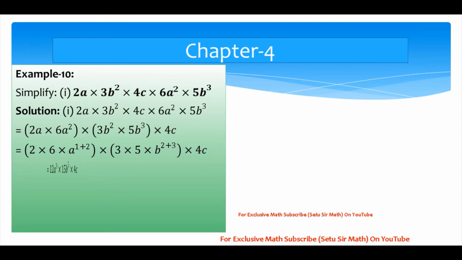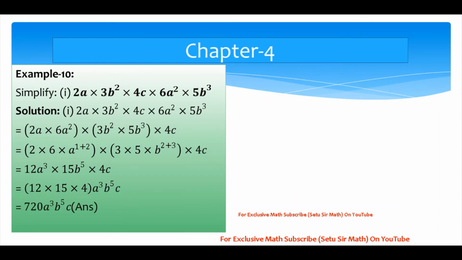Next, 2 multiplied by 6, that would be 12, a to the power cube, multiplied by 3 multiplied by 5, that would be 15, b to the power 5, and multiplied by 4c. Now we will multiply all the coefficients of a, b, c together. There is the thing, 12 multiplied by 15 multiplied by 4, and we will write down the bases side by side, a cube b to the power 5 c, and after that we get the result 720 a cube b to the power 5 c is our desired answer.